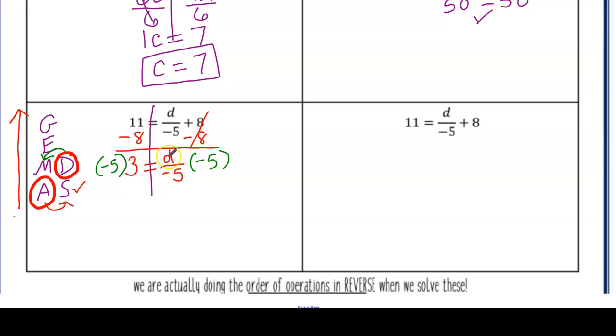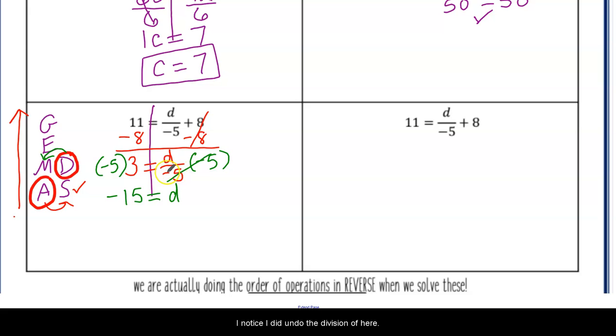So when I divide by negative 5 and then I multiply by negative 5, that is going to be equal to 1, just like the last problem. So I just have d over 1, which is d. So I have d on this side. And then I'm going to simplify negative 5 times 3, which is negative 15.